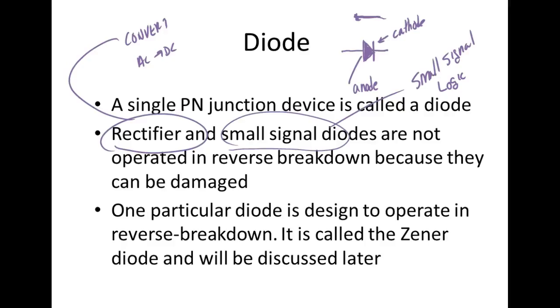A standard diode, a small signal diode, and a rectifier diode are not designed to conduct in the reverse breakover region. If you break them over, they're going to be what? Damaged. We have one diode that we're going to have a very long lecture on. This guy is called a Zener diode. We've changed the symbol a little bit, and this is the symbol of a Zener diode. These are going to be our voltage regulators.